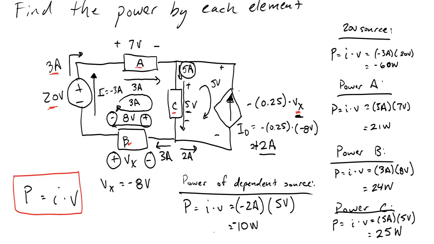We found the power absorbed by all of these sources and elements, and you'll notice something neat here. Since the sources are negative, they're supplying power. We have minus 60 here and minus 10 here. That gives us minus 70. And if you check out the elements, you'll see 21 plus 24 plus 25 gives you 70. So everything balances out. It makes sense as a sanity check.